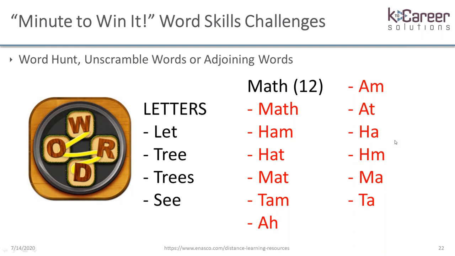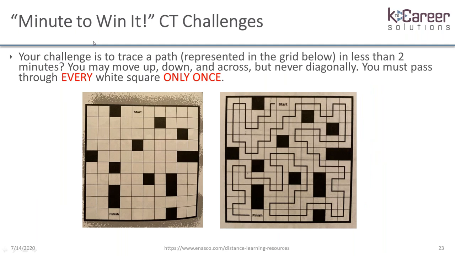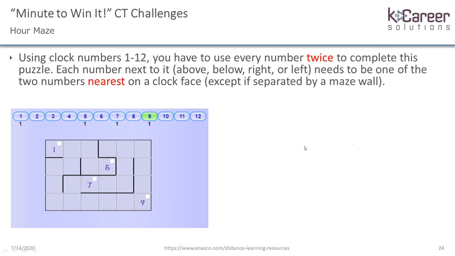This is another challenge, a coordination challenge, a different challenge type. Classic: you start in one spot, you go through each square only once, and you have to complete the challenge. You can do this with a type of math. This one uses clock numbers, 1 to 12. You have to use every number twice to complete this puzzle. Each number next to it, above, below, right, or left, needs to be one of the two numbers nearest on the clock face, except if separated by a maze wall.